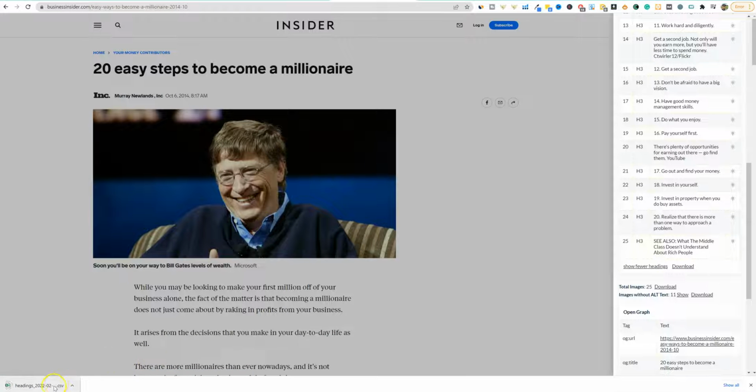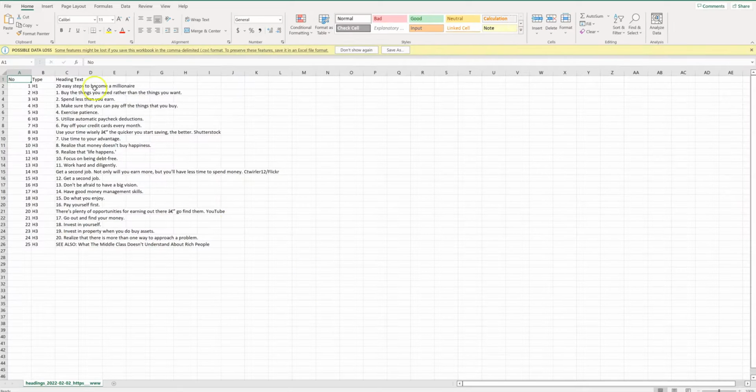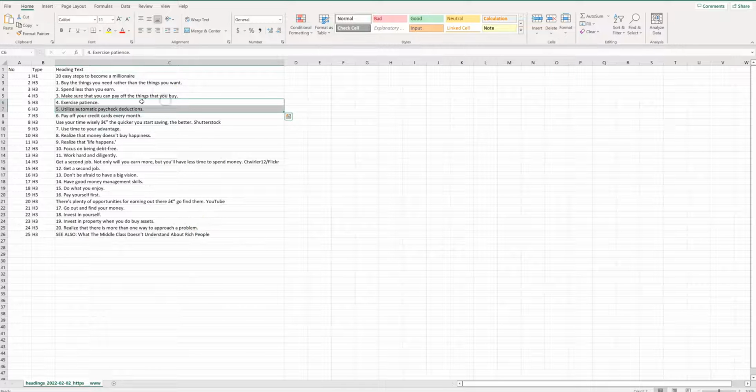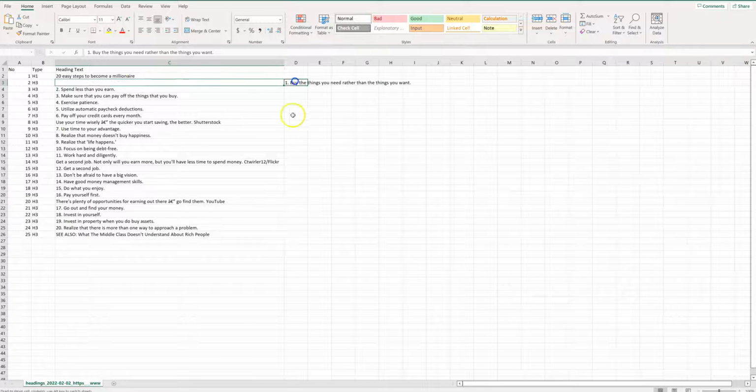And what this does is it will allow me to quickly get the headings from the top ranking article and just give me some extra ideas. So I'm going to go ahead and open this up real quick. And then what we have is buy the things that you need. And so something that you could do is just pull some of them over.